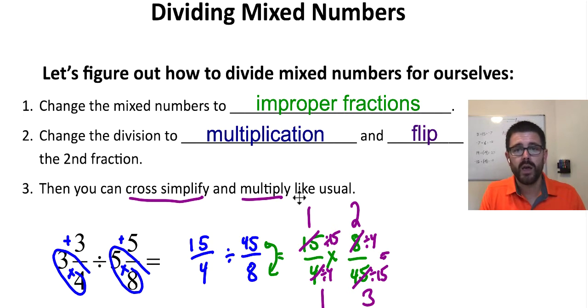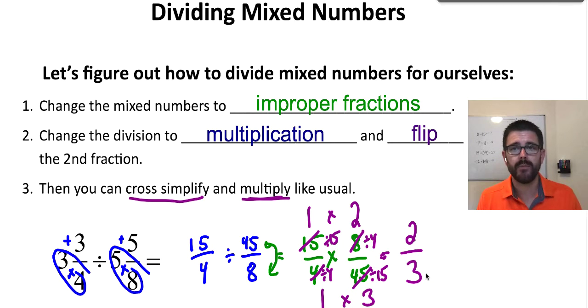And then when I'm done, I go ahead and multiply. 1 times 2 is 2. 1 times 3 is 3. Simple as that, okay? But kind of 3 steps at a time.